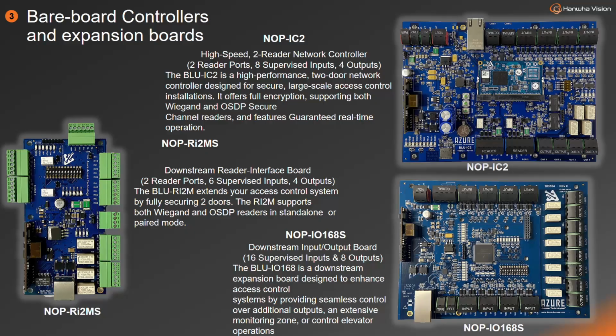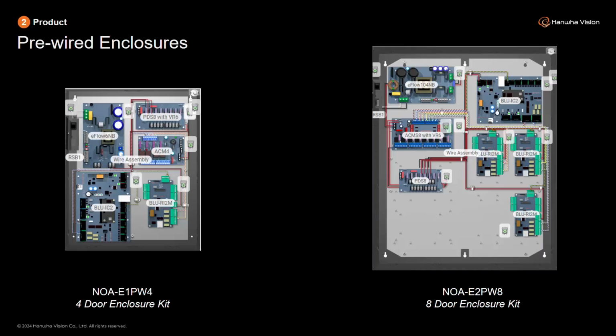If we take a zoom in here, you'll see our different boards. The IC2 has 2 reader ports, 8 supervised inputs, and 4 outputs. So it's enough to power up a 2-door system. And it can then expand. It has additional serial ports to keep adding multiple downstream RI2MS. That will be for every 2 additional readers that you add, or additional IO168S. We also do have pre-wired enclosures from Altronix, 4-door and 8-door.